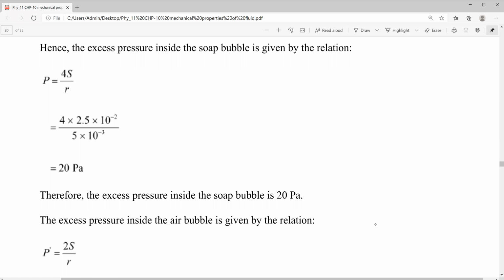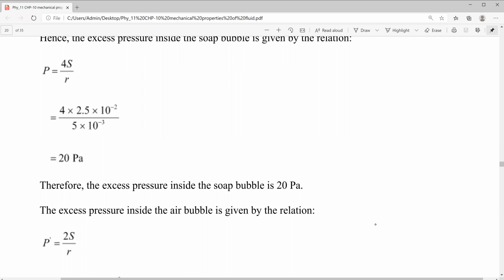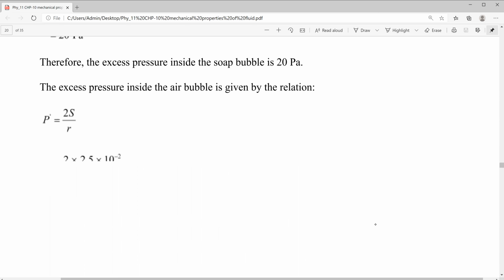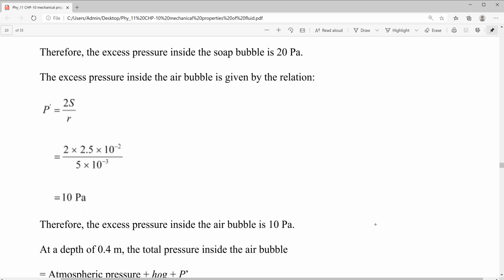P is equal to 4S divided by R, and 4 is kept as it is. Surface tension is 2.5 into 10 to the power of minus 2, and radius value is 5 into 10 to the power of minus 3. After substituting all those, we got 20 Pascal as the excess pressure. Therefore, excess pressure inside the soap bubble is 20 Pascal. So we got that one.